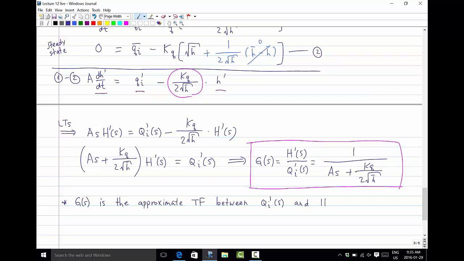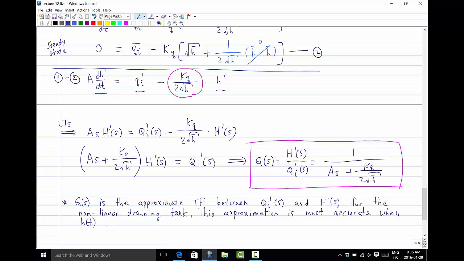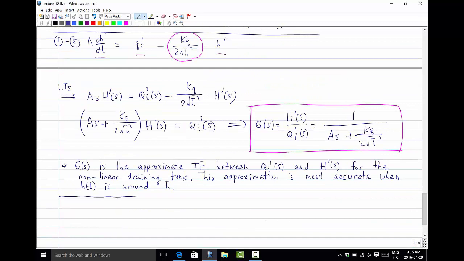Notice that this transfer function comes from the first order Taylor approximation, so it is most accurate when the value of h is around its steady state value h bar. If the value of h is not close to the steady state value of h bar, a new approximation must be made at a new steady state, or the entire first order approximation is invalid and you must use another function to approximate the transfer function.